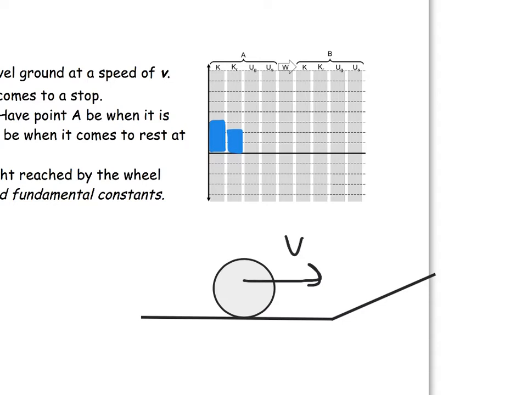And then when it gets to the top of the hill here, what it's going to have left is just gravitational potential energy, because when it gets up there, it's going to come to a stop. And so all that kinetic and all that rotational kinetic is eventually just going to become gravitational potential.